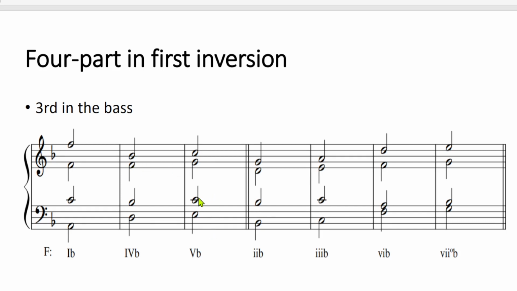5B is C, C, E, G. The E is the leading note. We cannot double it. We go ahead and double the root. So 1B, 4B, 5B, we always double the root. 2B, 3B, 6B, and 7B, double the third, means first inversion. G, B flat, B flat, D, A, C, C, E, D, F, F, A, and this E, G, G, B flat.